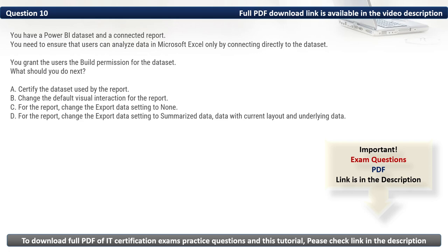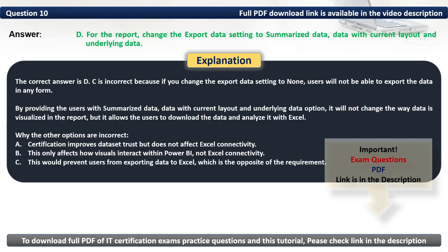As such, we should, for the report, change the export data setting to summarize data, data with current layout, and underlying data. As such, the correct option is D. The correct answer is D. C is incorrect because if you change the export data settings to none, users will not be able to export the data in any form. By providing the users with the summarized data, data with current layout, and underlying data option, it will not change the way data is visualized in the report, but it allows the users to download the data and analyze it with Excel.